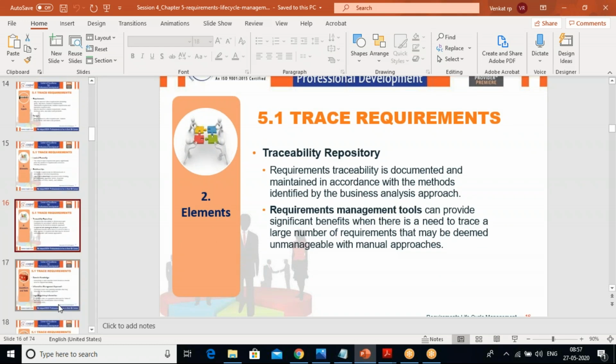Next we are going to trace the traceability repository.